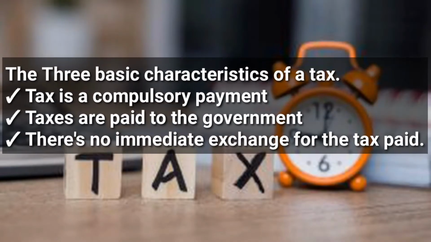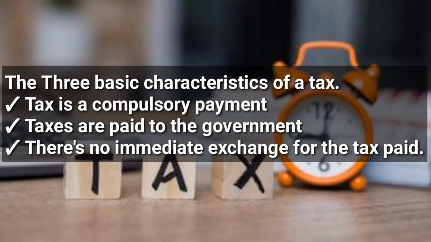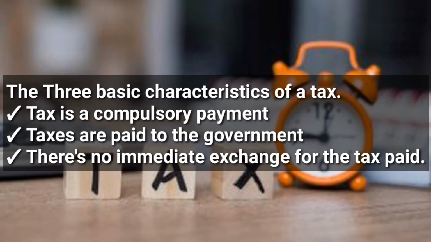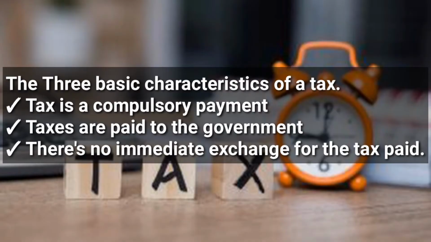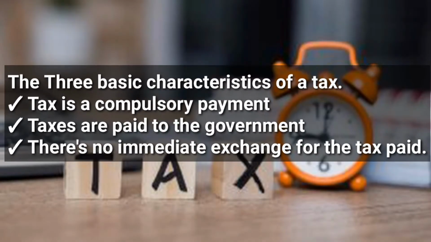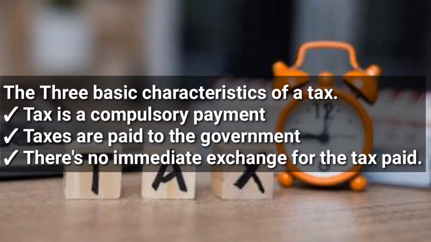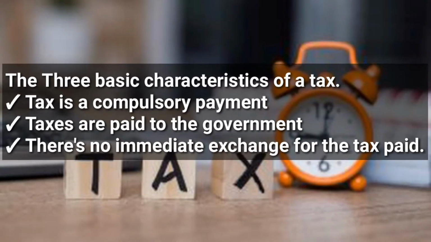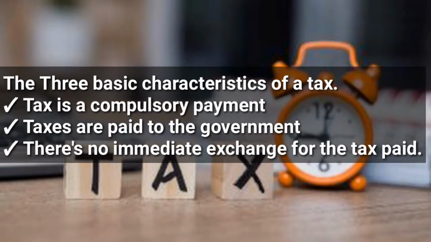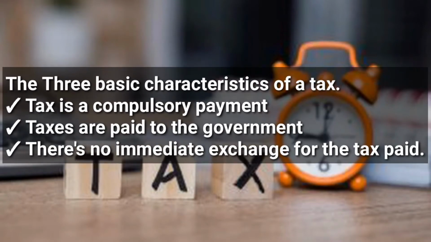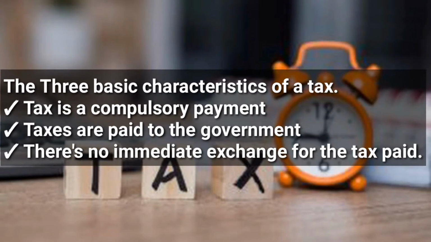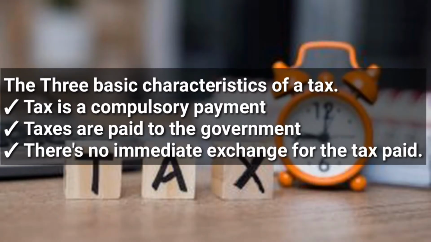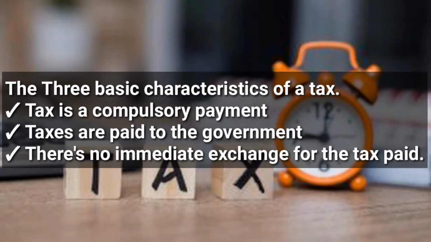So let's look at the basic characteristics of a tax, the characteristics that differentiate a tax from other forms of payments, even though they're all paid in monetary form. First is that a tax is a compulsory payment. Like you have to pay it, you have no choice. When they tell you you're supposed to pay this amount, you're supposed to pay it. There is nothing you can do. So it's a compulsory payment.